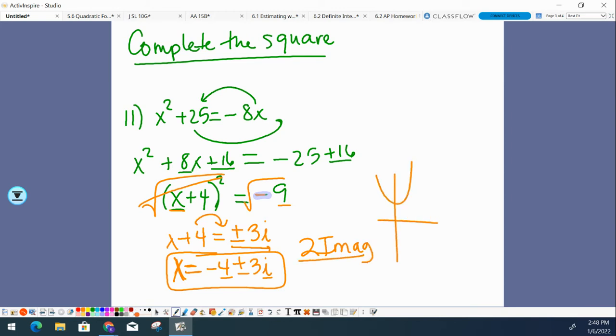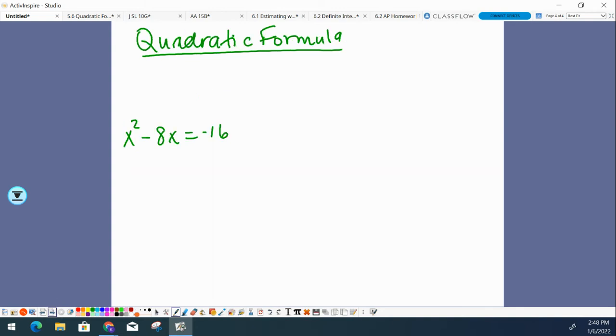And because these are not real, this graph would be above the x-axis. This graph will never intersect the x-axis because my answers are both imaginary. So this is the complete the square method. Finish the rest of the worksheet for practice.